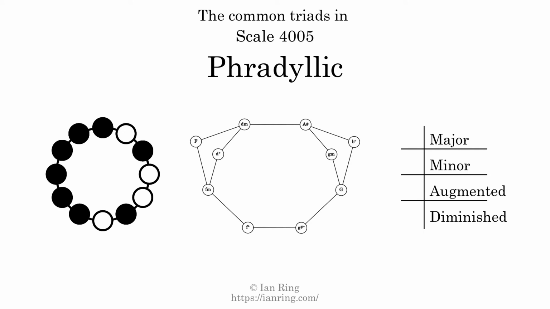The diagram in the center is a graph of parsimonious voice leading between triads. There are 3 major triads. There are 3 minor triads. There are no augmented triads. There are 4 diminished triads. Here is a Hamiltonian path of parsimonious voice leading that uses all the triads.